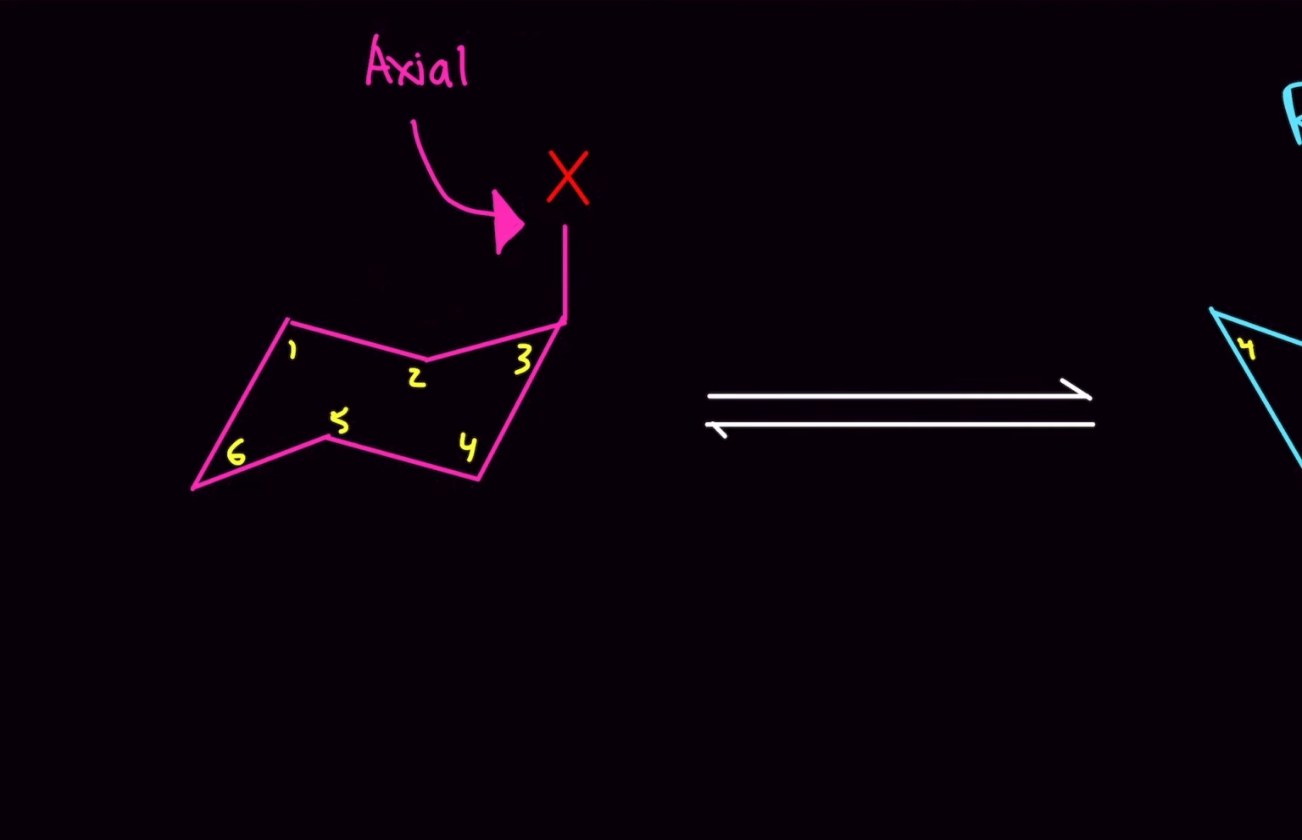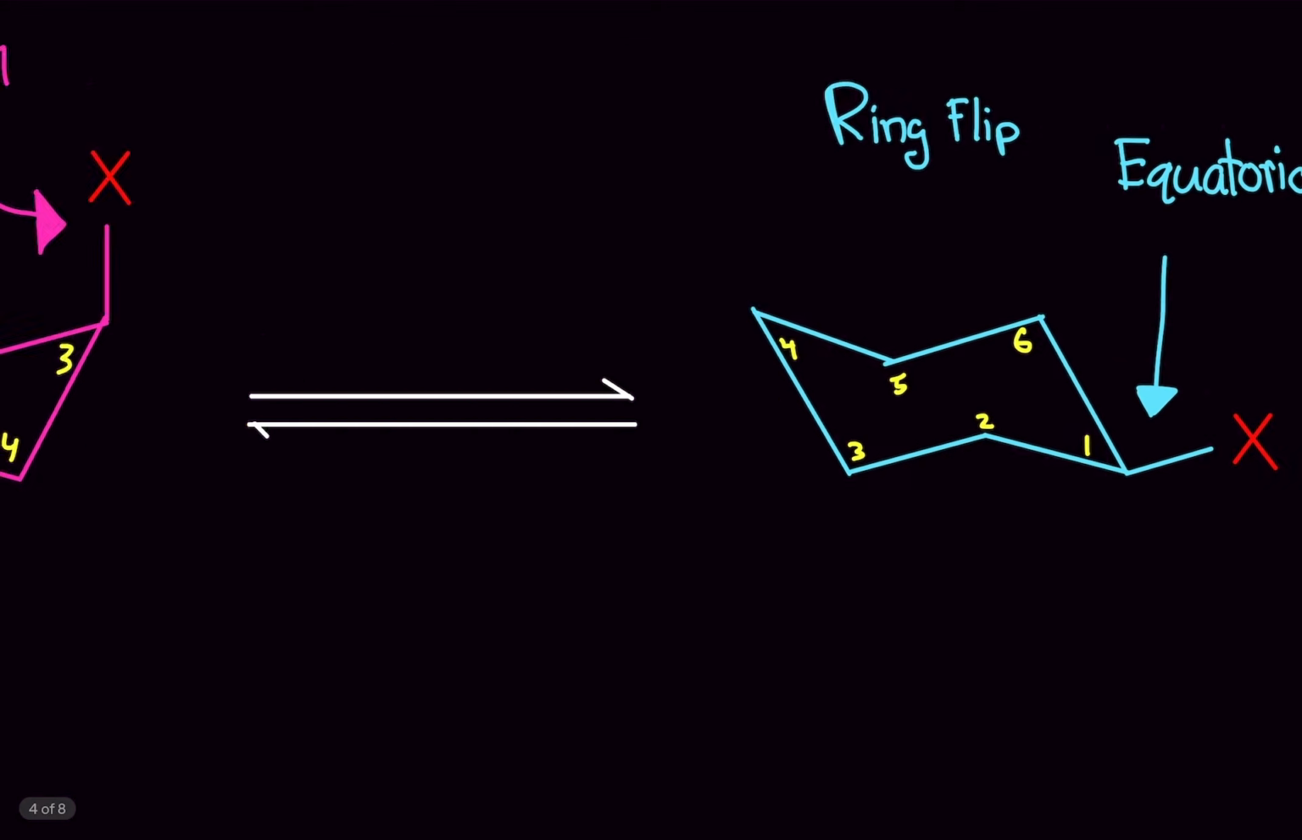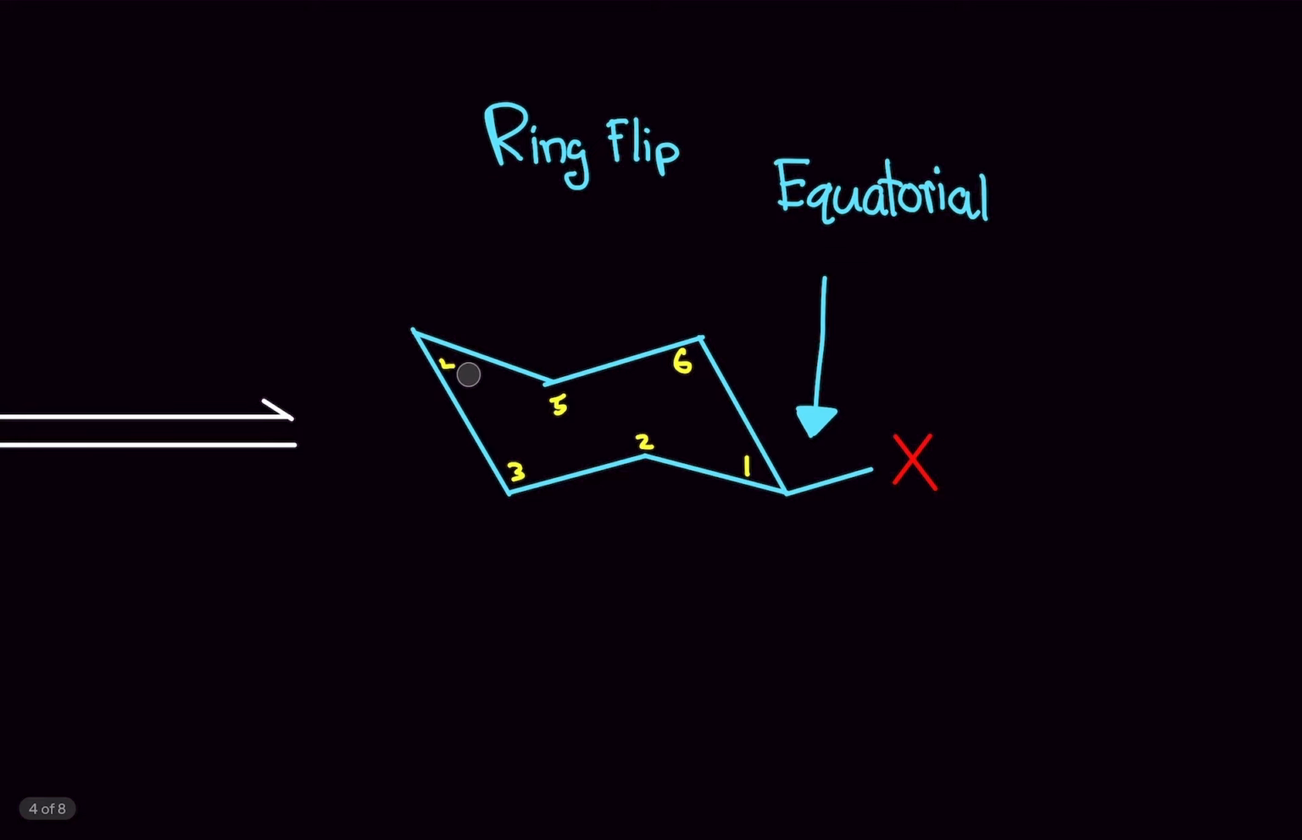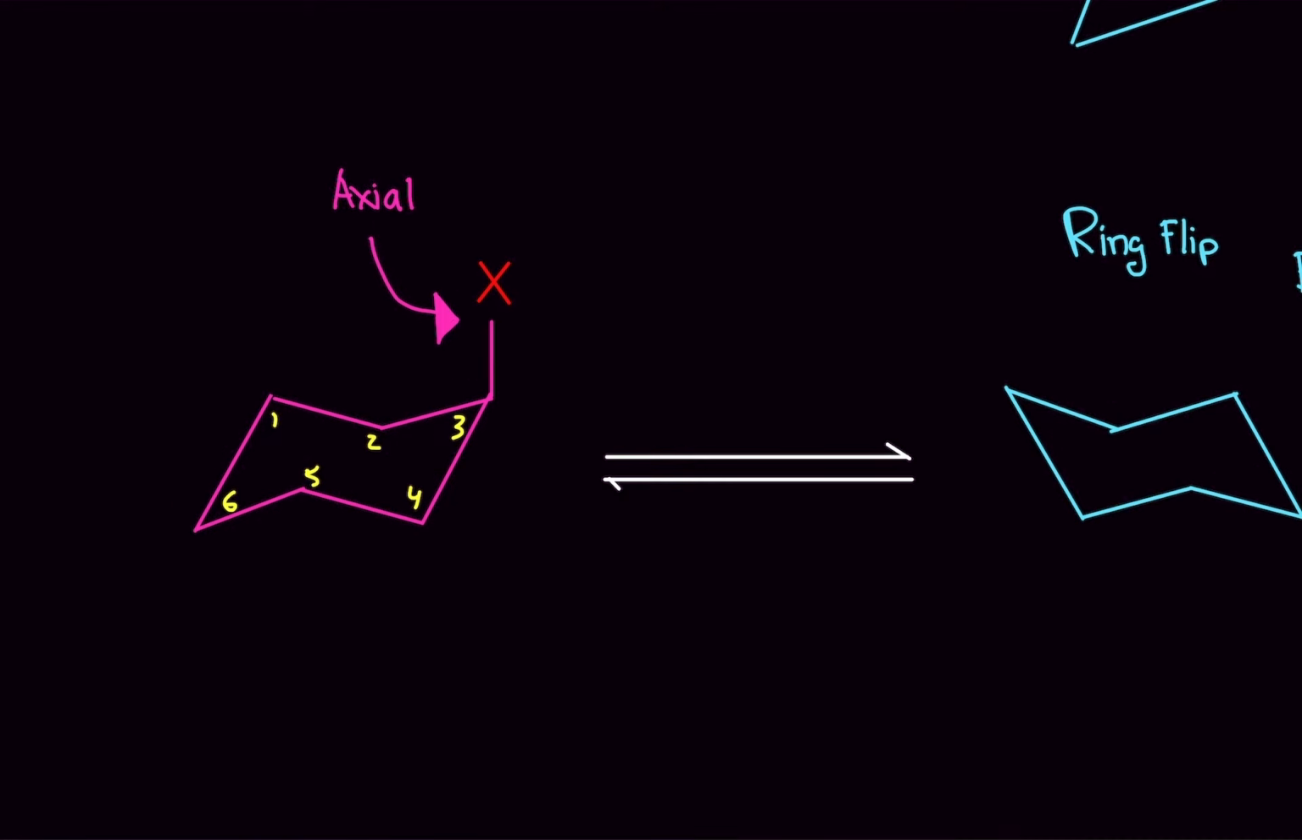Let's go back to our cheat code, how I said this. 1, 2, 3, 4, 5, 6. Okay, so this is our normal chair conformation here. The ring flip is going to be numbered slightly differently. All you have to do is move the numbering by one space. So this was carbon 1 here.